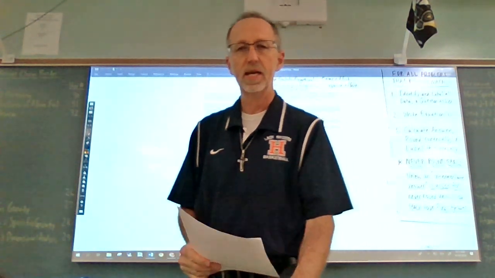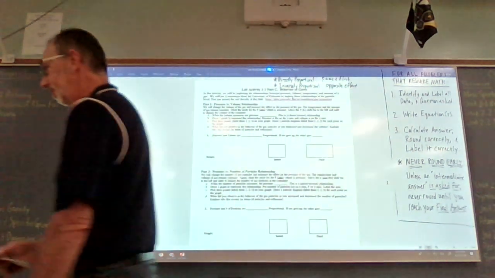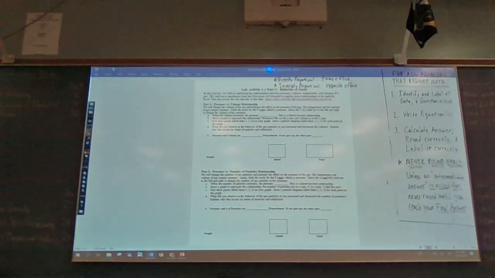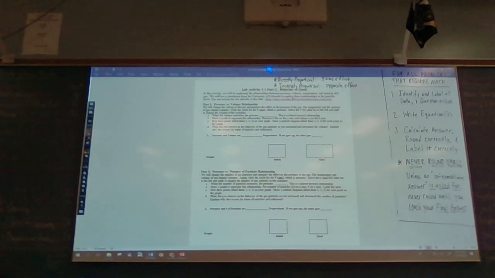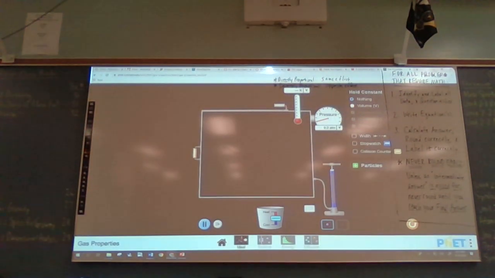So let me pull up the simulator and we'll take a look at that. You'll hear me talking, hopefully, but we'll be showing the simulator here on the board. As you can see, we have a container here. We have a little air pump that allows us to pump some gas particles, I assume it's air, in here. We've got a temperature gauge up here. We have a pressure gauge here. And we have the ability to increase or decrease the temperature down here below.